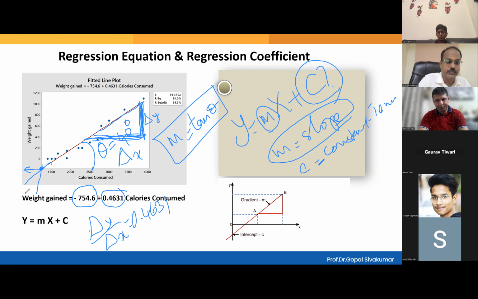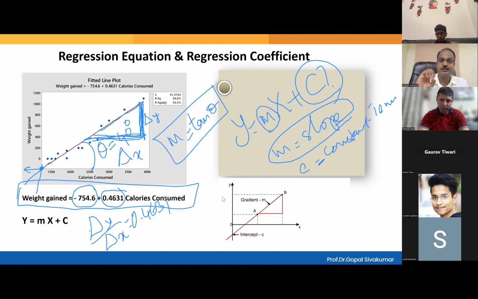Now the complete equation is written by you just with the help of the data. If I give you the x value and y value, how many of you will be able to write the regression equation after listening to this particular session? If I give you the x data points and y data points, will you be able to write the regression equation yourself? Possible or not? Difficult.